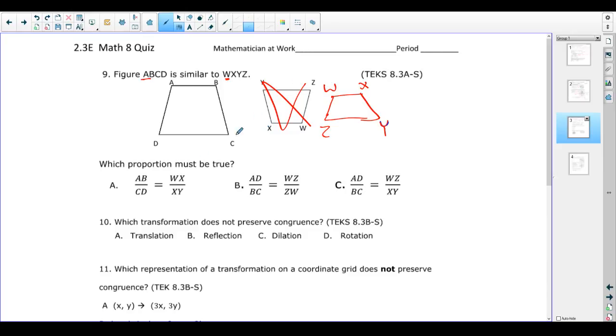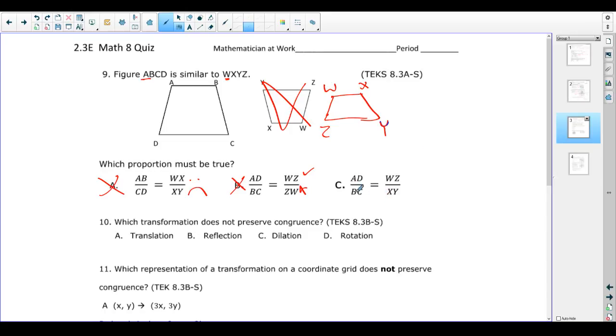Okay, so AB and CD. That part is okay. CD and XY. CD is the bottom, but XY is on the right, so this is not so good. Okay, because for this to be right, it would have to be CD and ZY. It's not the case. Let's see. AD is the left. WZ, it's the left over here. So that's good, right? That checks. BC is the right side. That should be the right side over here. XY, no, this says ZW. ZW, that's the right side. This does not work.